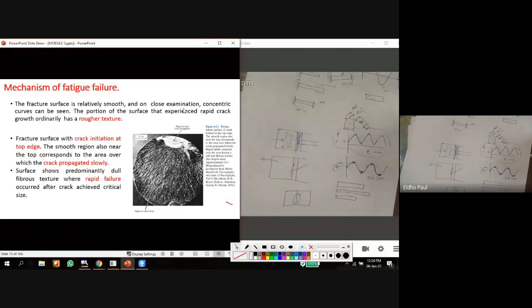For a ferrous material, what is the important method to avoid complete fatigue failure?